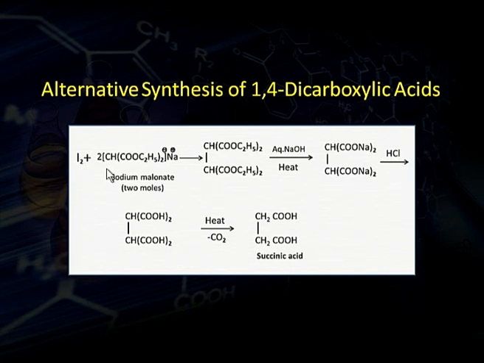In this case, we will take 2 moles of sodium malonate. It will release 2 moles of sodium iodide, and this malonate will connect itself at this point, a bond is formed, and this upon hydrolysis produces sodium salt of tetracarboxylate, which upon acidification forms these acids, and these upon heating each lose carbon dioxide. So, this will also lose one carbon dioxide and the lower will also lose one molecule of carbon dioxide, and it is converted into succinic acid.